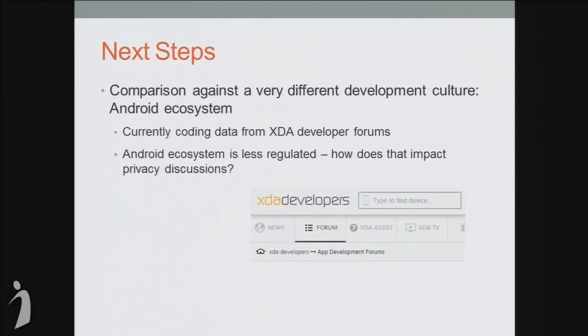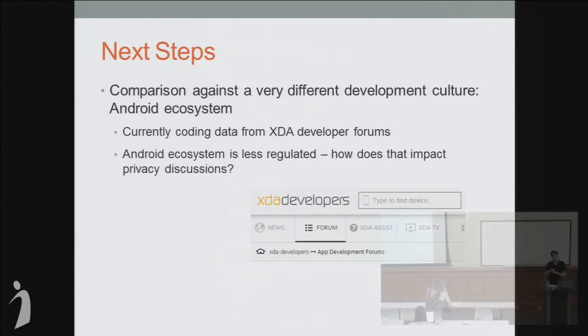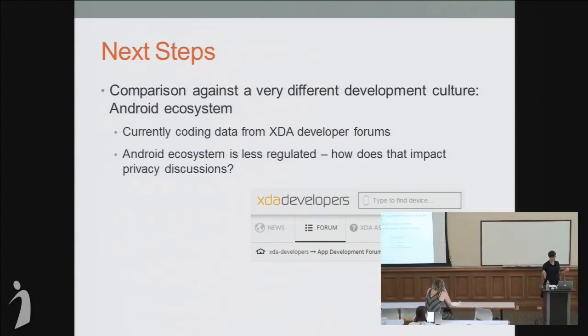So my research lab at UMD has some projects planned to extend these findings and to test out some ideas for interventions. So first, the very first thing we're going to do, and you will all notice that I didn't talk at all about Android today, is to compare this data against a really different development ecosystem, which is Android. The Android system is less regulated than the Apple ecosystem, and so we'll see how that impacts privacy discussions. And we're currently coding data from the XDA developer forums, which are a very large data set of forums around Android development.